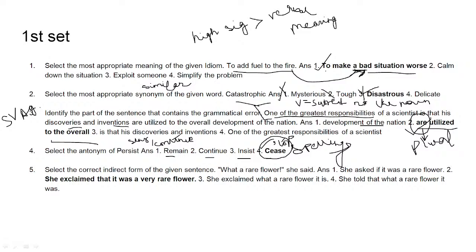Number 5 is: What a rare flower, she said. But this is the direct narration, and here we have to change the form of narration. Number 1 is she asked if it is a rare flower. She asked if it is a rare flower. But did she ask if it is a rare flower? It's absolutely wrong, because यहाँ पे कहीं पे किसी ने पूछा नहीं है कुछ.